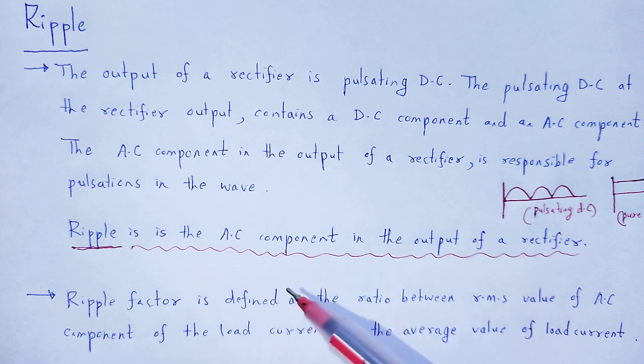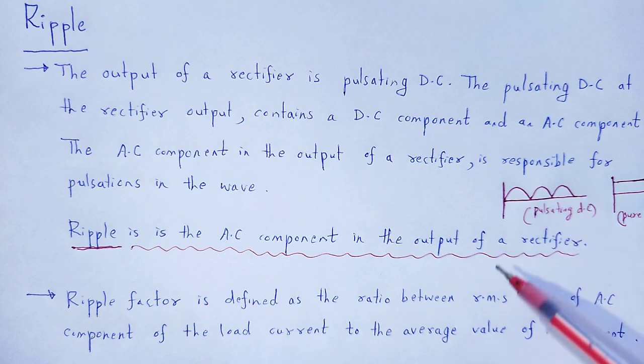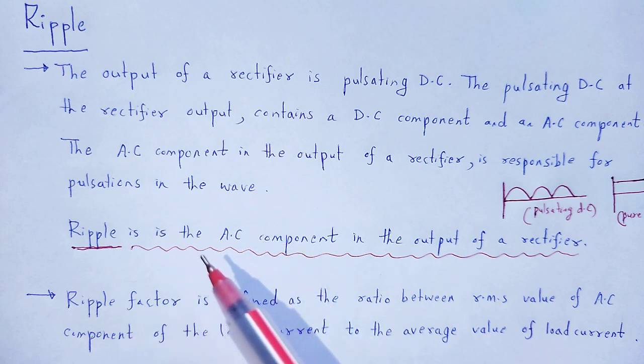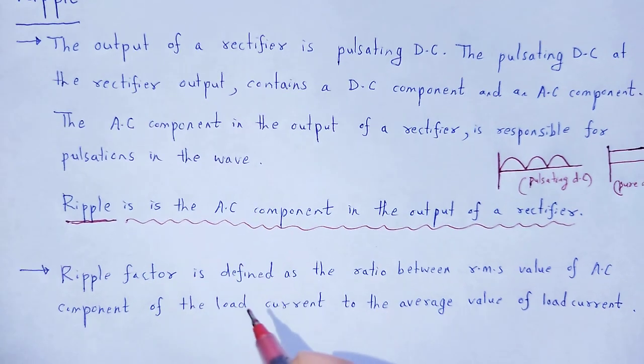Why is ripple important to study? By using ripple, we can easily calculate the effectiveness of a rectifier. The magnitude of ripple is very helpful to understand whether the rectifier is effective or not. If the ripple is smaller, then the rectifier is more effective. We measure that ripple by introducing a term known as ripple factor.